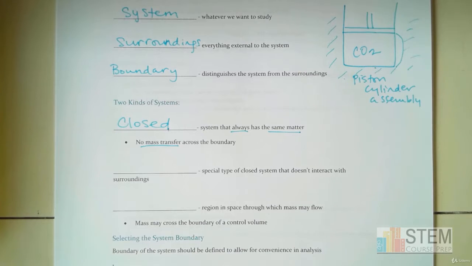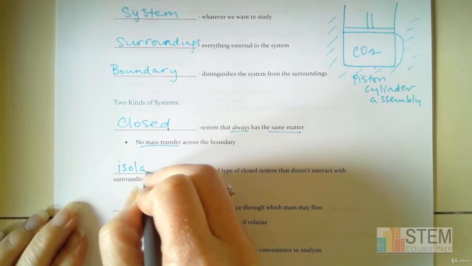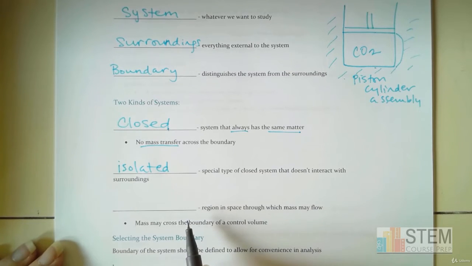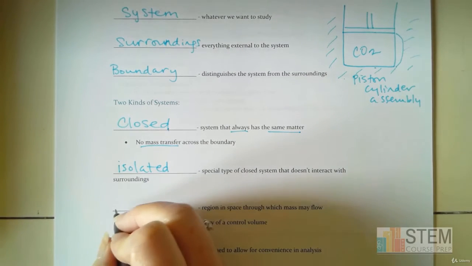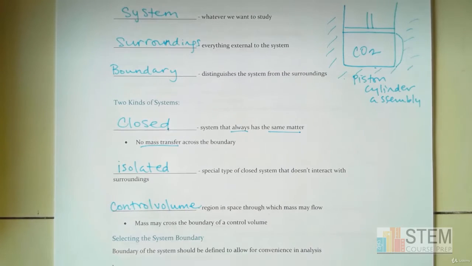Now if we have a closed system that doesn't interact with the surroundings, we are going to say that that is an isolated system. Okay. Now next, eventually we're going to talk about systems where we have mass flowing in and out. So this is kind of the opposite of a closed system. In that case, we're going to say we have a control volume. Okay, so a control volume is going to be a space through which mass can flow. All right, so in that case, mass will cross the boundary of your system. So you'll have mass going in and out of your system.